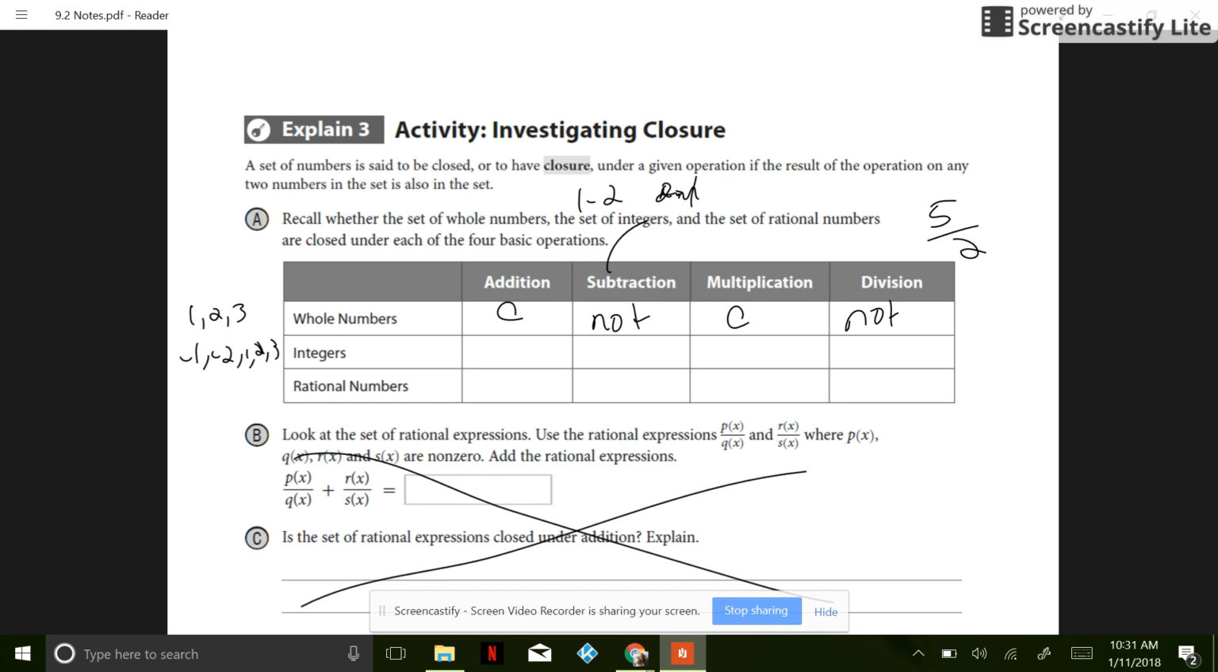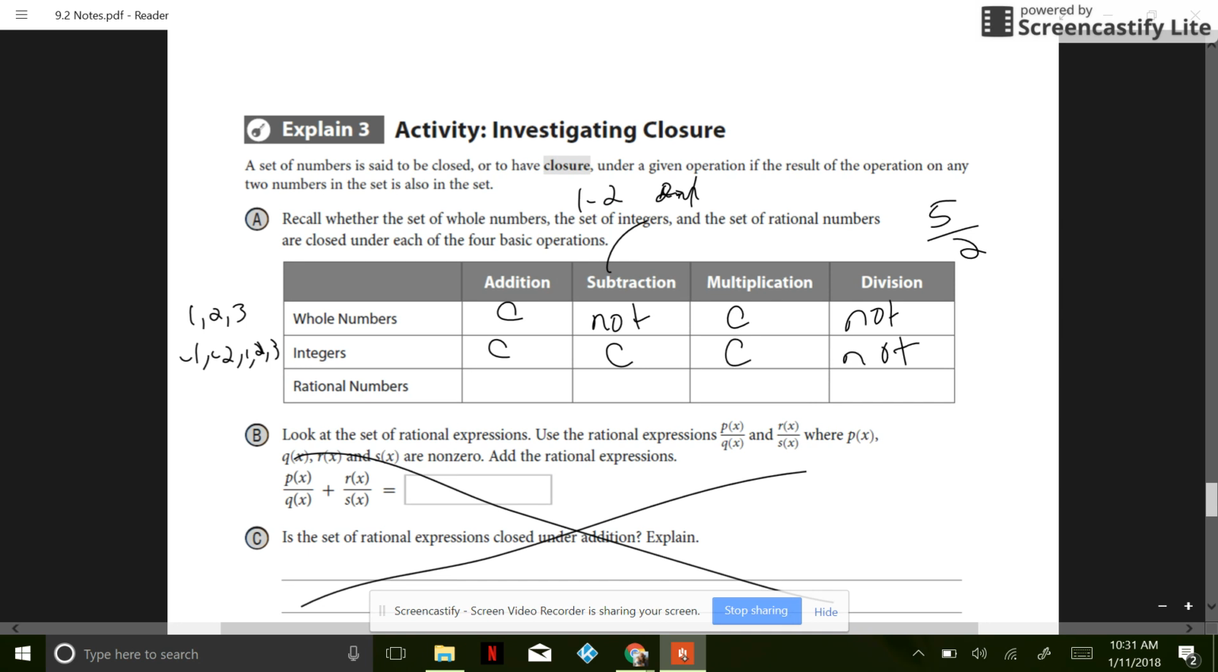Integers are closed under addition. They are closed under subtraction because it's okay now that we have the negatives. They're closed under multiplication, but similarly to the whole numbers, they're not closed under division. So same idea as before. If you take 5/2 or negative 5/2, you're now getting into decimals, which are rationals. And so in that case, rational numbers are closed under all of these things.